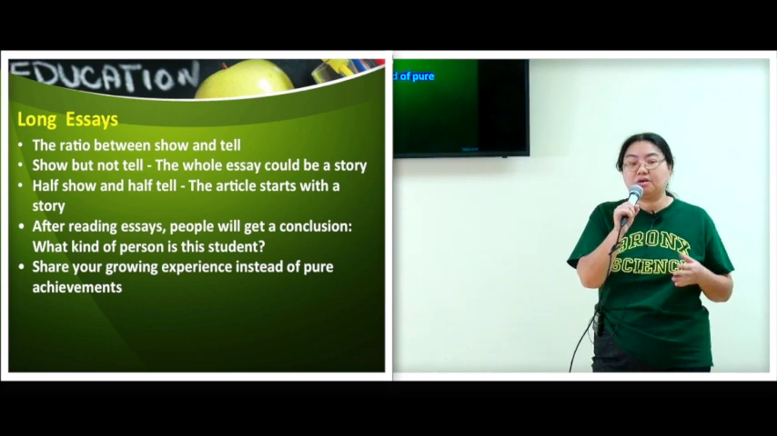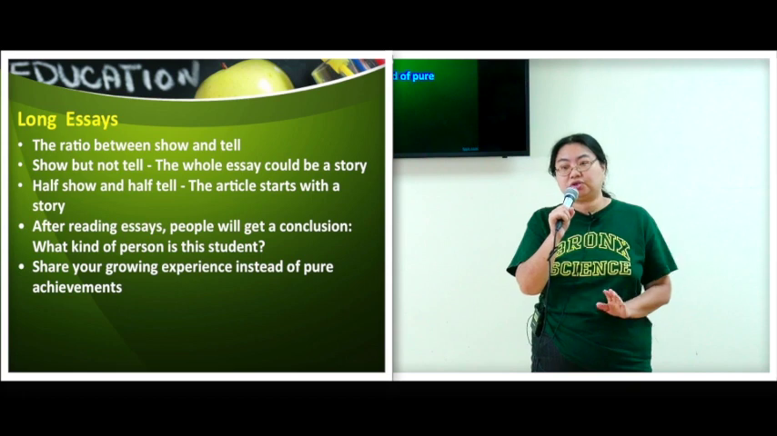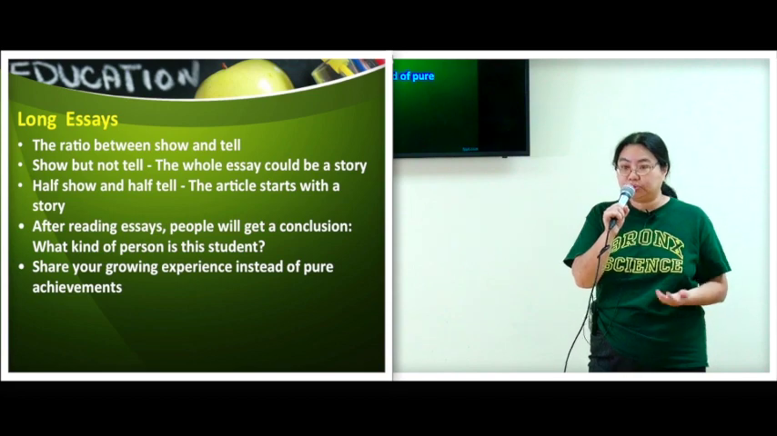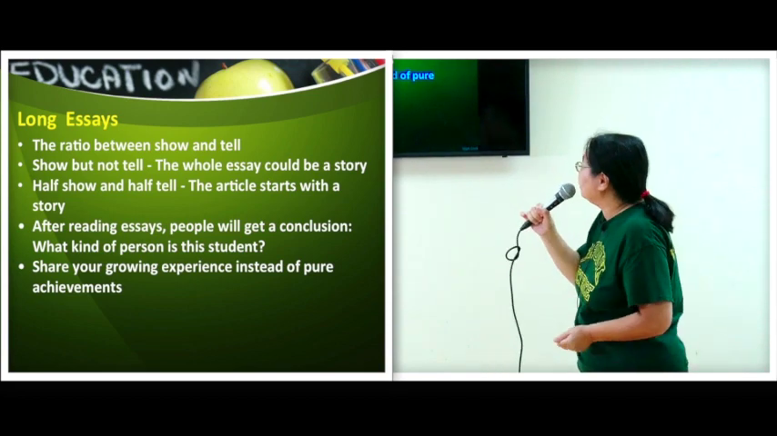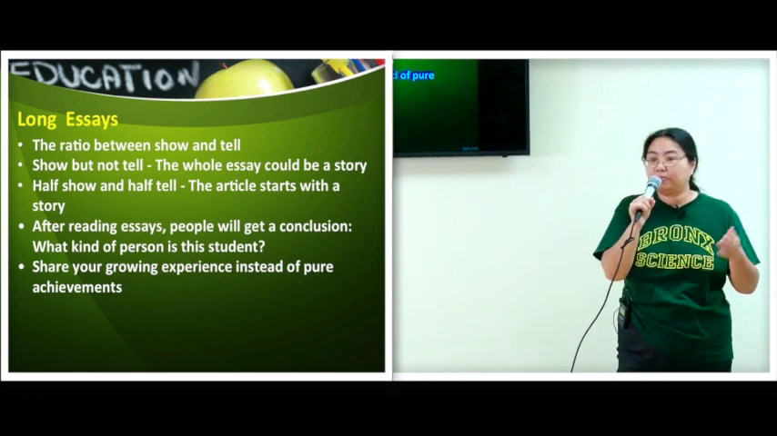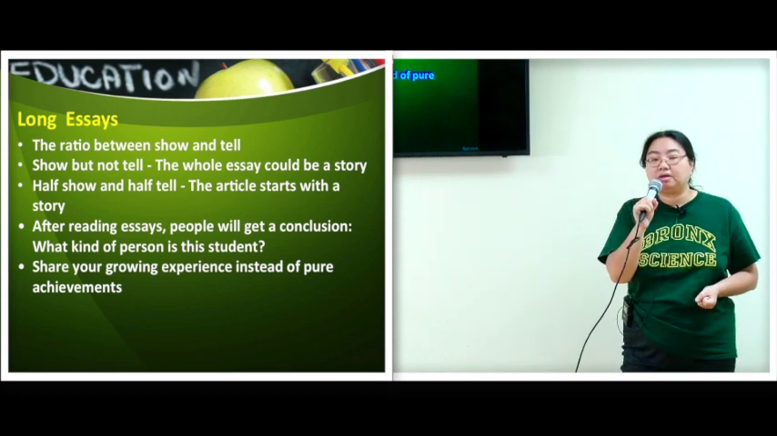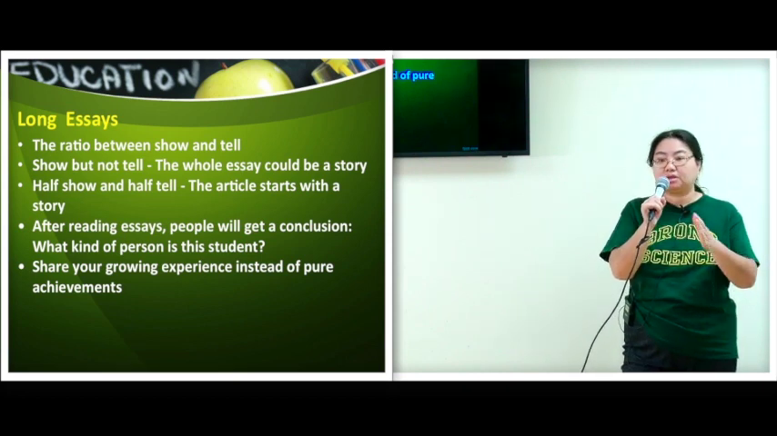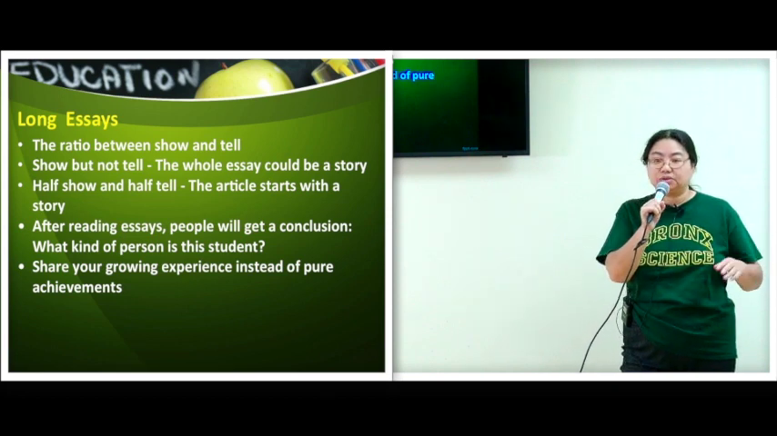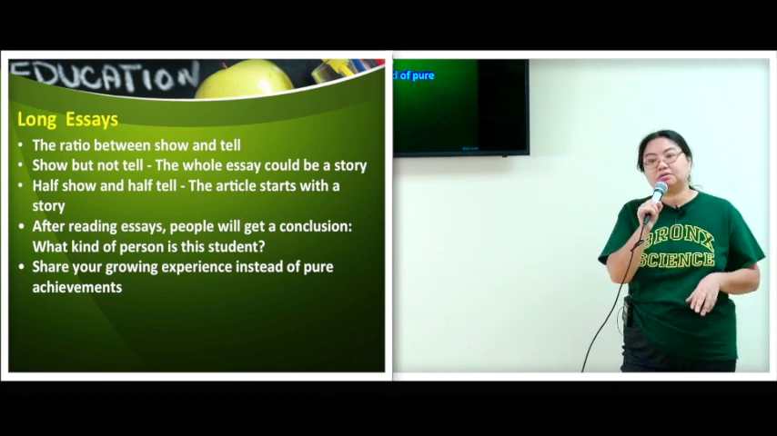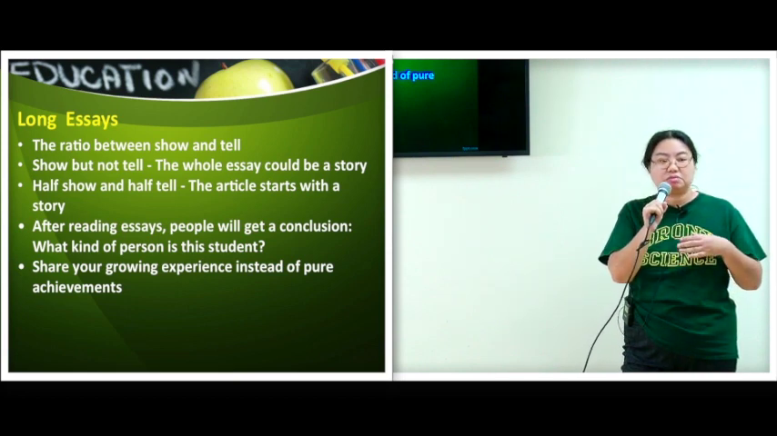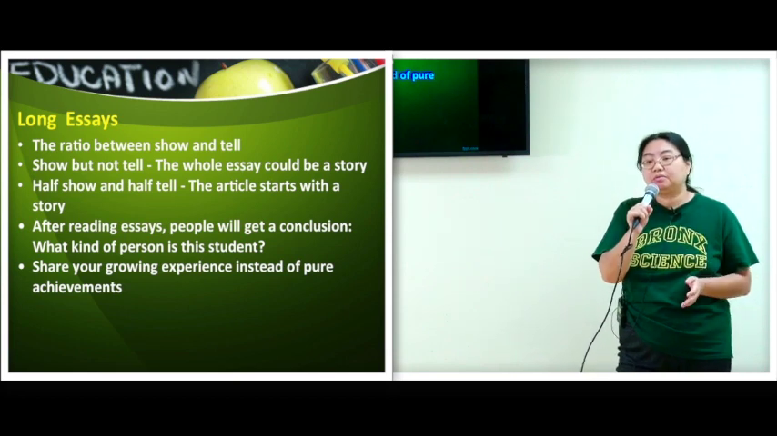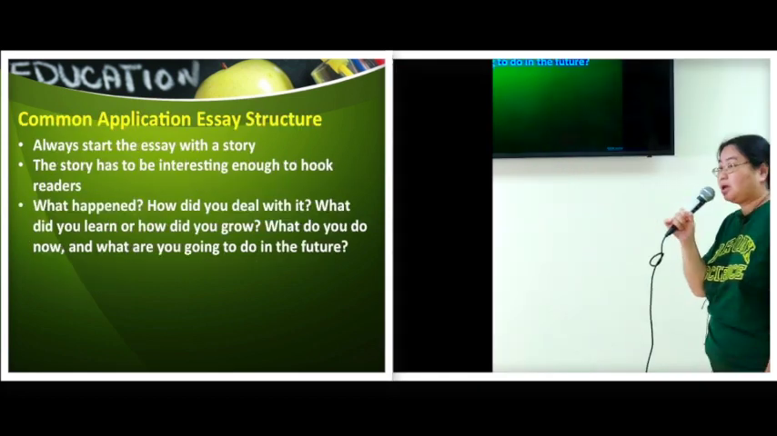If you want to write an outstanding essay to differentiate you and others, you have to think about your uniqueness. Why you are you, not somebody else. So you can share your growing experience. We will talk about it later on. In Common App topics, there are so many topics to encourage you to show how you became the current you, compared to the days when you first entered Brown Science. So there's something that happened in school or out of school that shaped you into your current person.